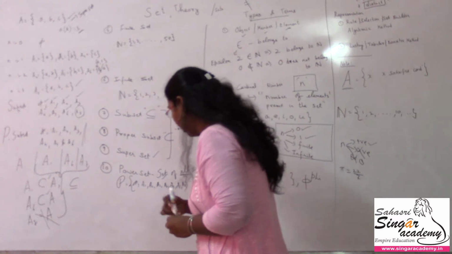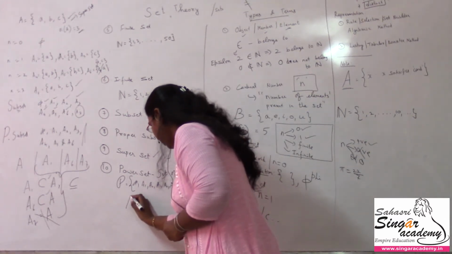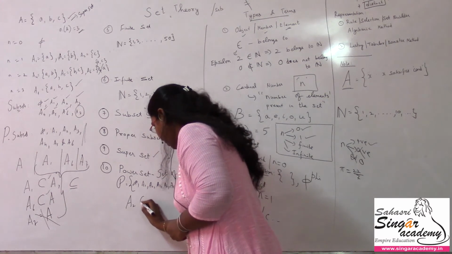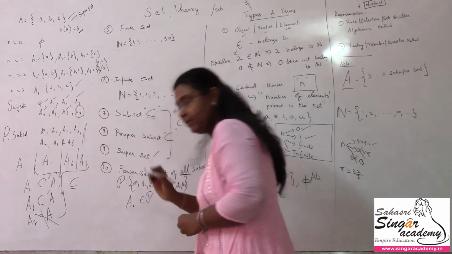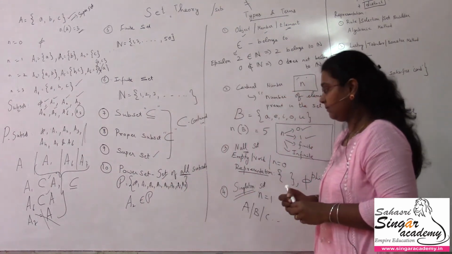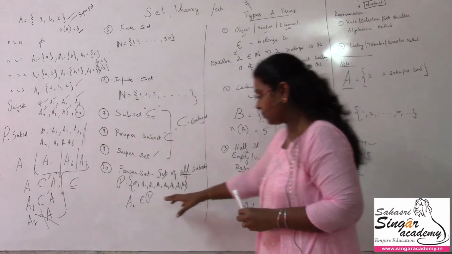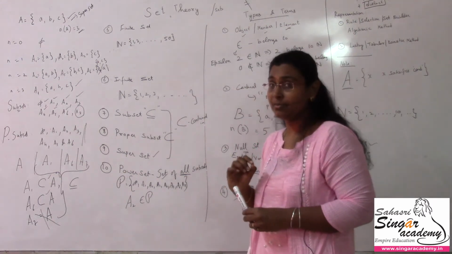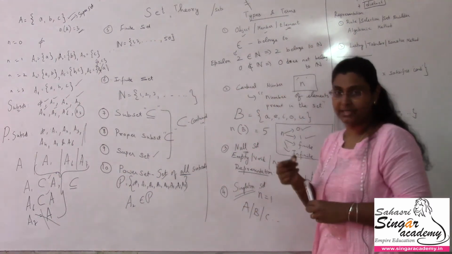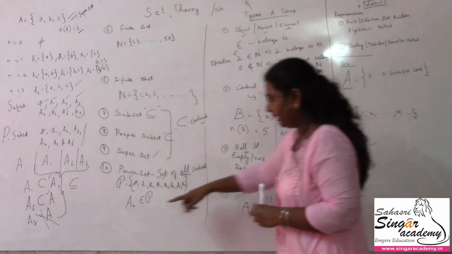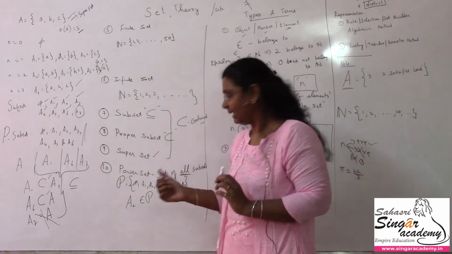Now see, can we write this? A2 belongs to script P. Please check here. A2 belongs to script P. When do we use the belongs to symbol? When it is an object of, a member of. Here A2 is a member.